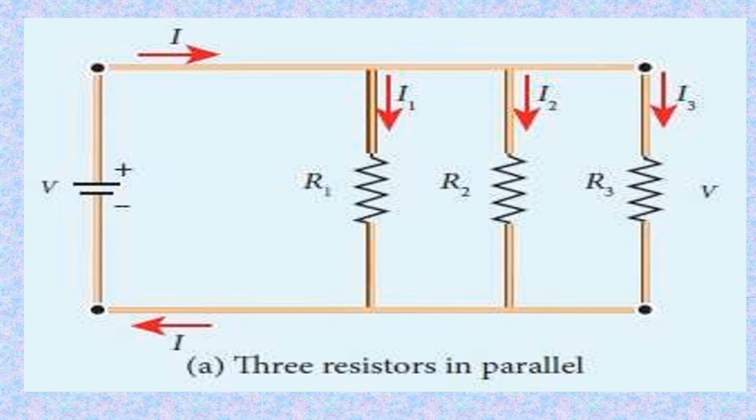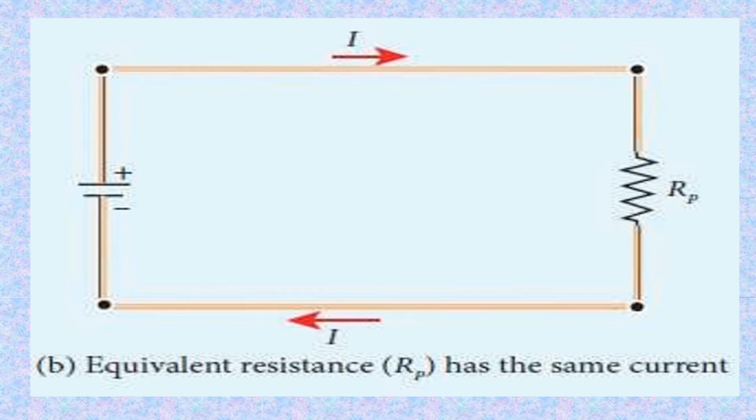Here we can see the circuit having 3 resistors in parallel, R1, R2 and R3, attached to a battery V, and the red arrows show the direction of the current. So across R1, I1, across R2, I2 and across R3, I3 are the currents. Now this circuit represents the equivalent resistance that has the same current, same as in series. Here in parallel circuits, we can see that the equivalent resistance has the same current.